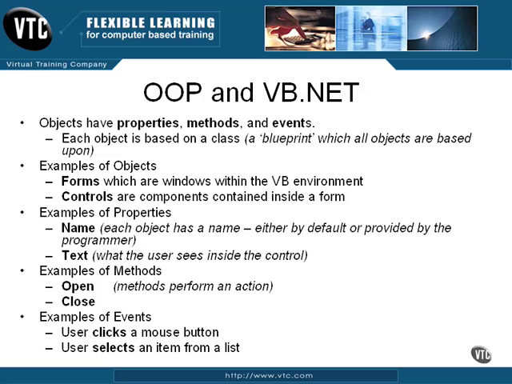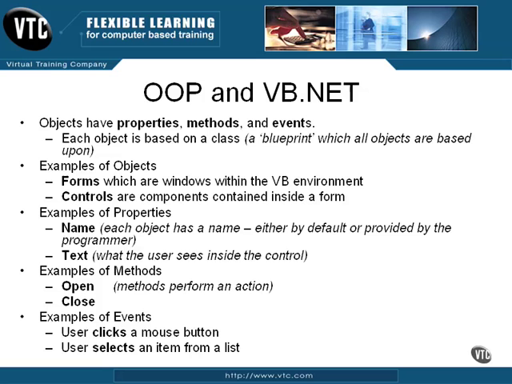Some of the terms that we need to understand: objects, properties, methods, and events. Let me explain each of these in a little bit of detail. Each object is based on a class. A class is like a blueprint upon which all objects are based. In a separate slide, I will take a closer look at classes and give you an example.